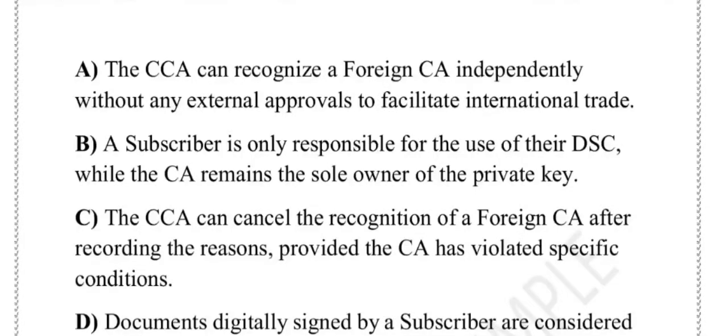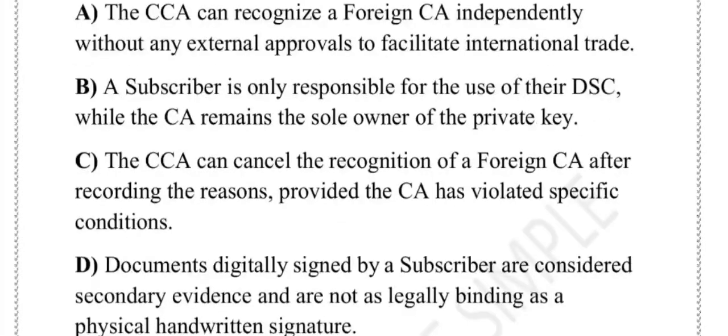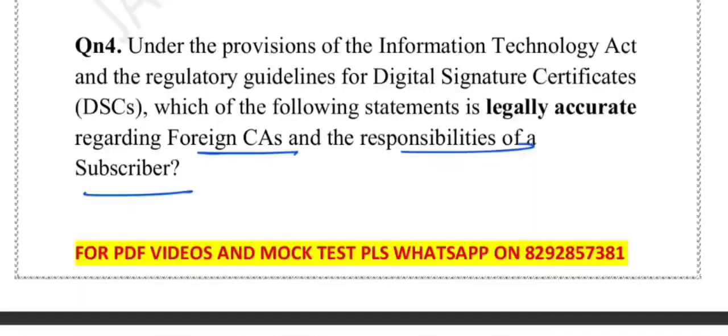C says CCA can cancel the recognition of a foreign CA after recording the reason. D says documents digitally signed by a subscriber are considered secondary evidence and are not as legally binding as a physical handwritten signature. These are the 4 options that they have provided, and you have to select the correct option. This question is based on the IT Act, Digital Signature Certificate, and the role of CCA.